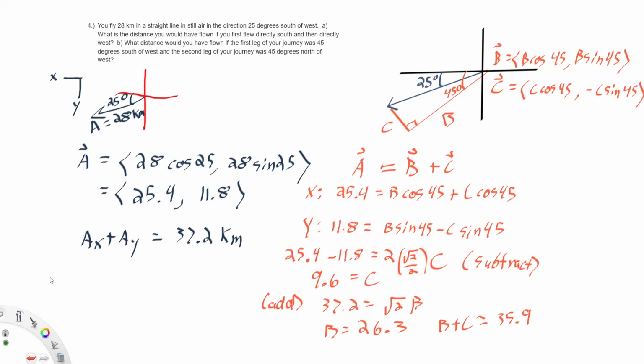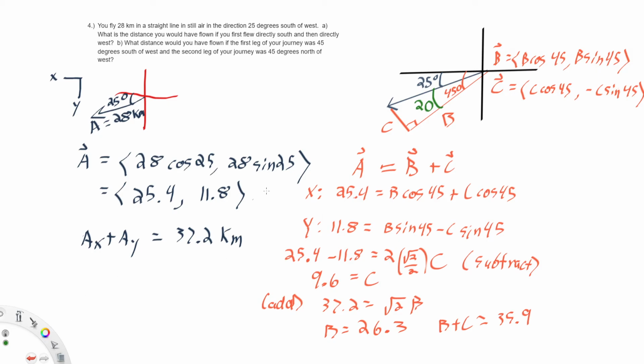There is another way to attack this, but it requires a little cleverness, and I did see a few of you attack it this way. So if there's 25 degrees between the x-axis and our original flight plan, and there's 45 degrees between the x-axis and our new flight plan, then there is 20 degrees between them, which means that this ABC triangle is a right triangle with an angle of 20 degrees. Thank you, Chad.